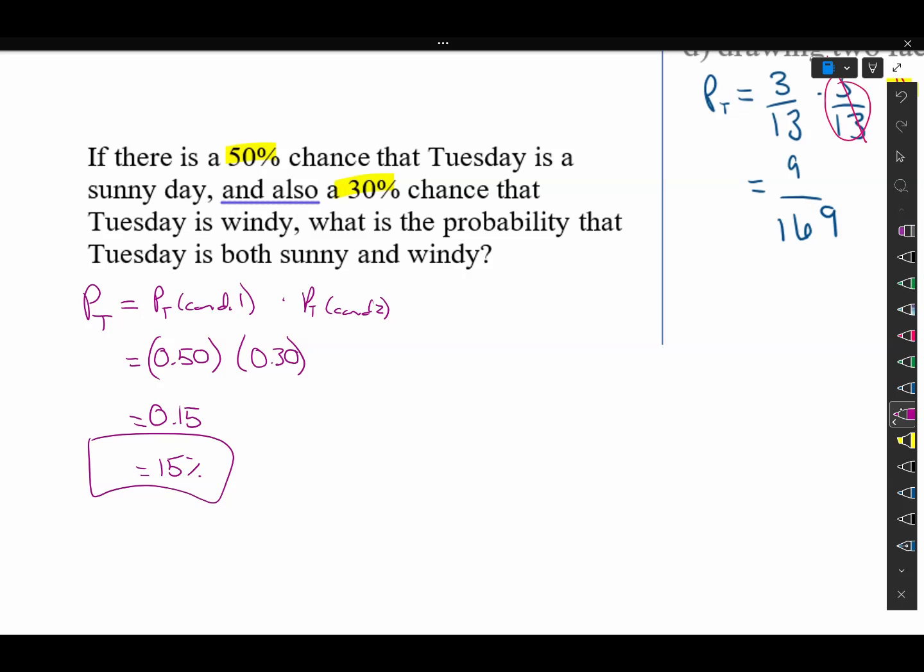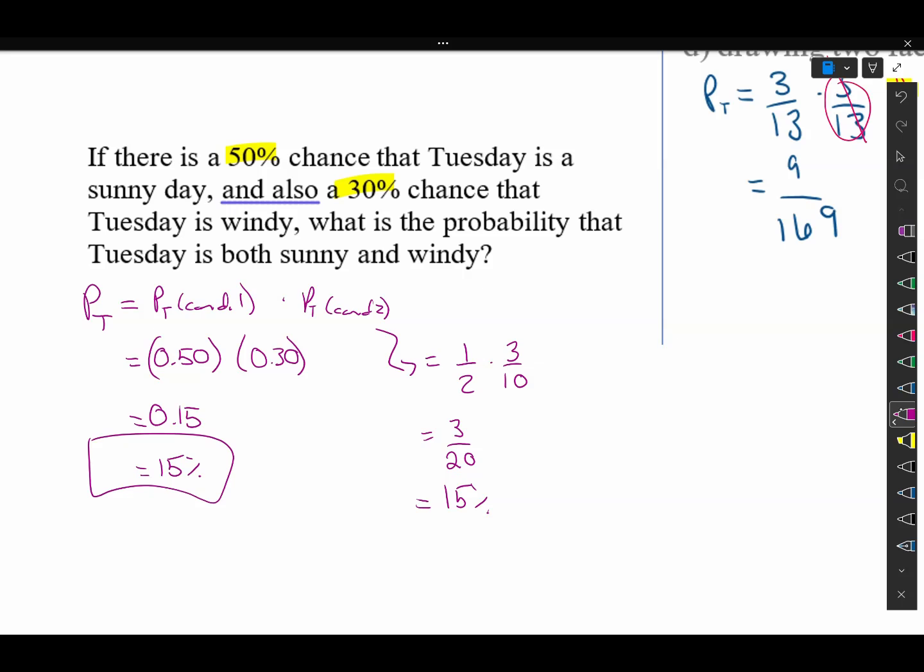If you prefer to work in fractions, we can do that quite all right. Instead of working with decimals, our second line would look something like 50%, that's 1 over 2, and also 30%, that is 3 over 10. We would multiply those together. That is 3 over 20. If we change that into a percentage, we're still working with 15%.